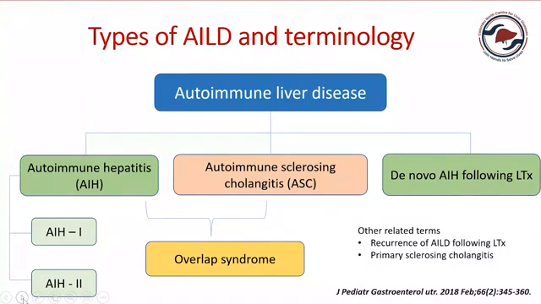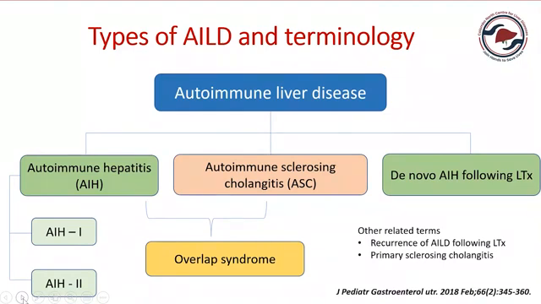There are other terms which appear in articles when you search in the literature. I just wanted to mention those terms as well, just to avoid confusion. Primary sclerosing cholangitis is interchangeably used for autoimmune sclerosing cholangitis. In certain literature, they do talk about primary sclerosing cholangitis. In some literature, they talk about autoimmune sclerosing cholangitis.